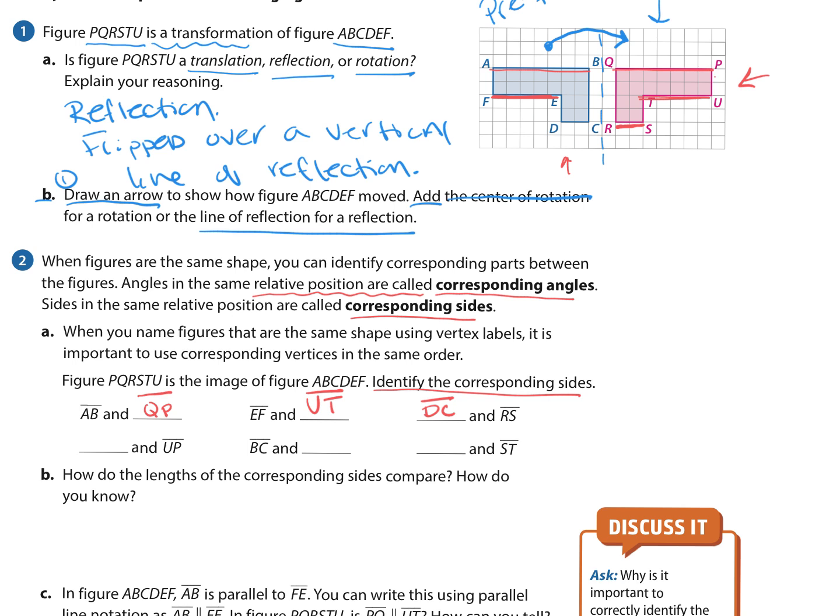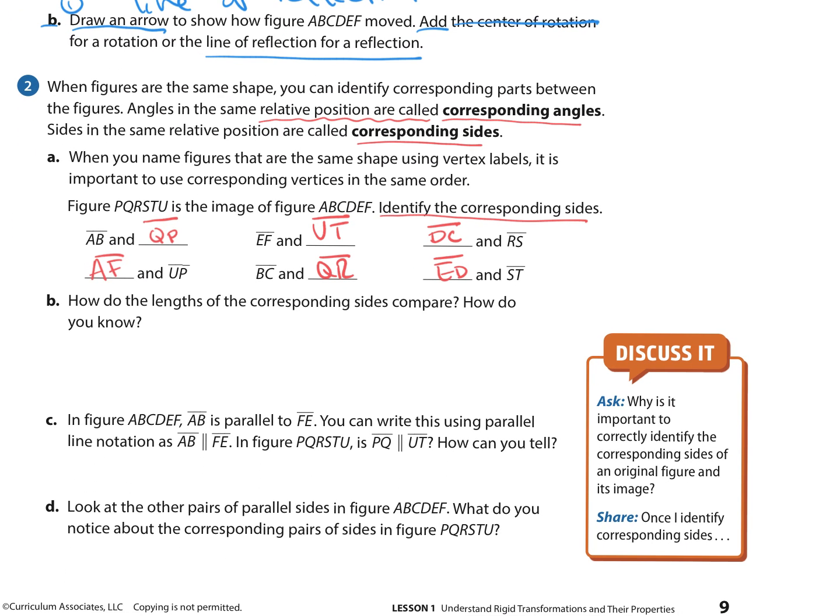So UP here corresponds to AF. BC corresponds to QR. And ST corresponds to side ED. So that's corresponding sides. We did a pretty good job of understanding that in class. No one really had any major concerns about that.